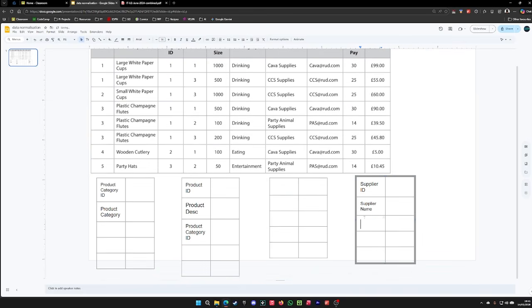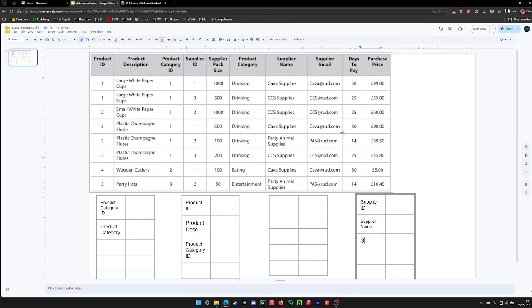I'm just going to make those other boxes a little bit smaller as well. So what else have we got that's associated with the supplier? They have a contact email address. So that's going to be the supplier email. Fairly straightforward so far. And the only reason you get this part is by reading the brief.